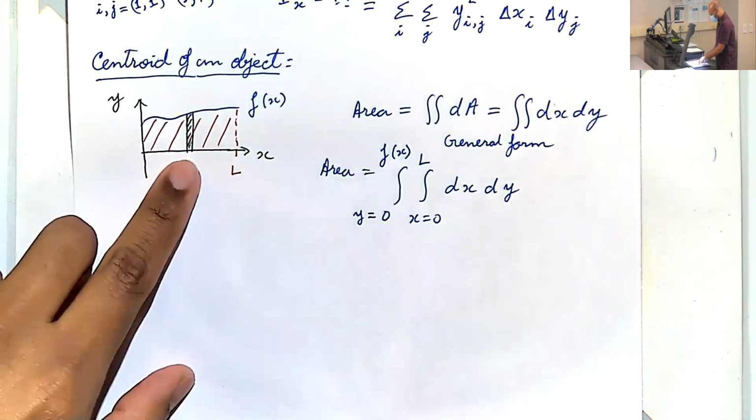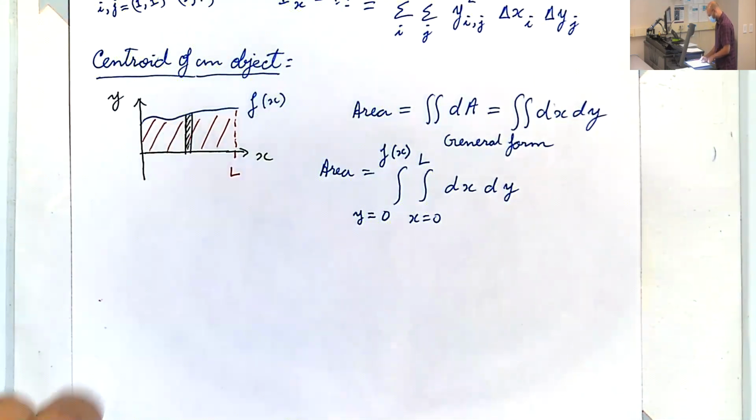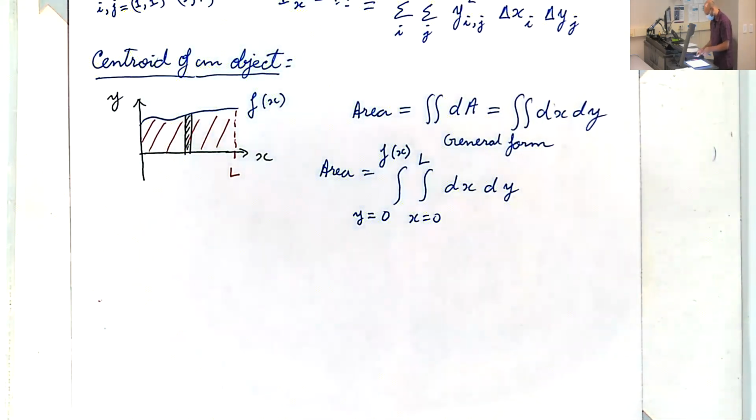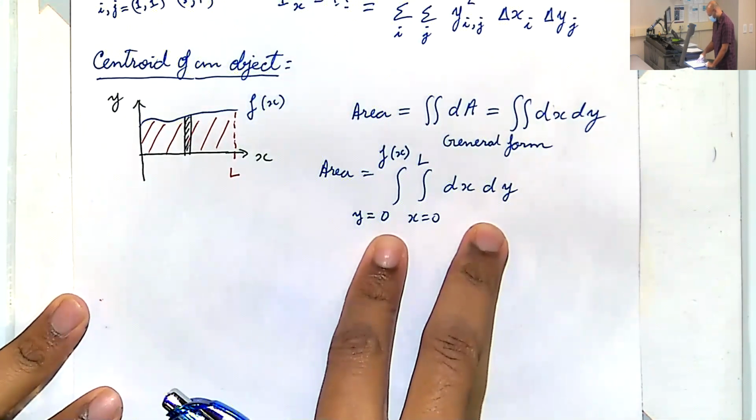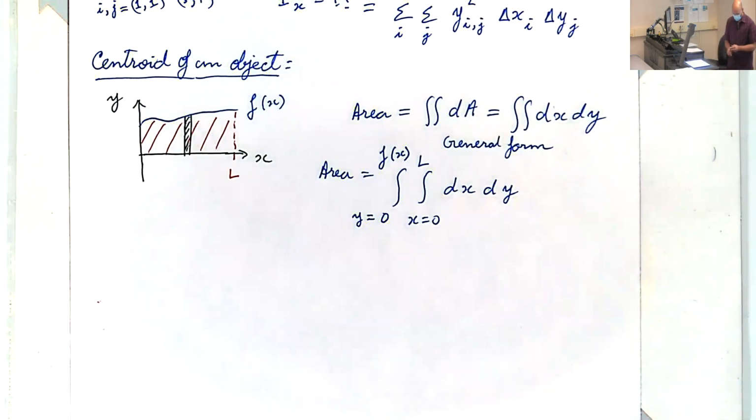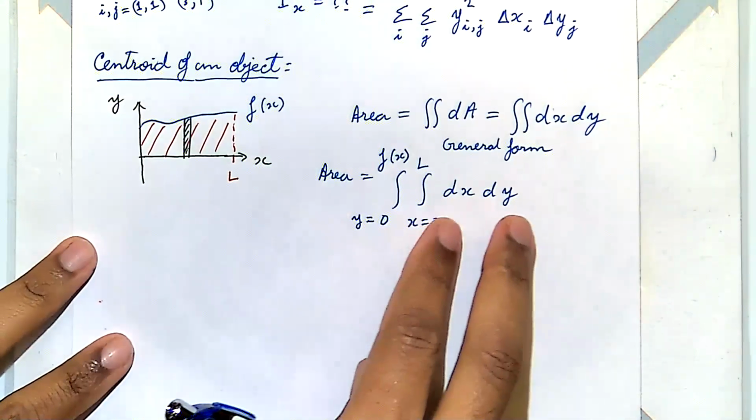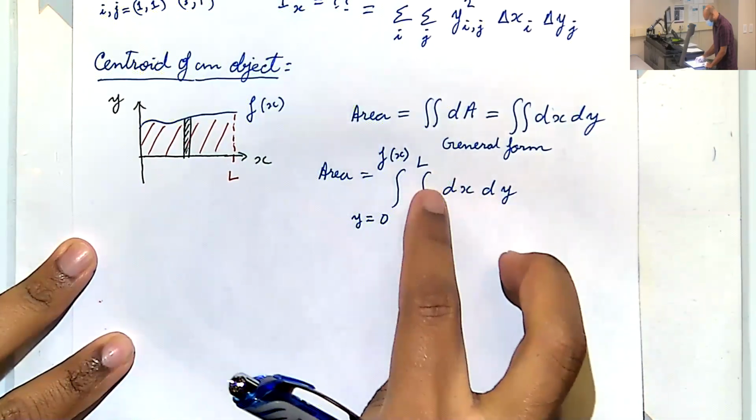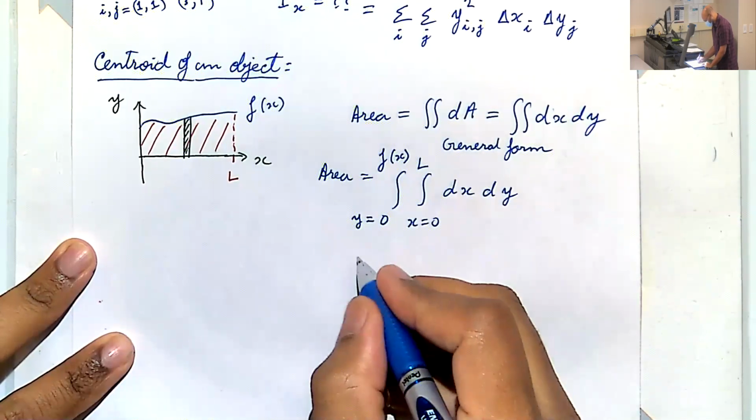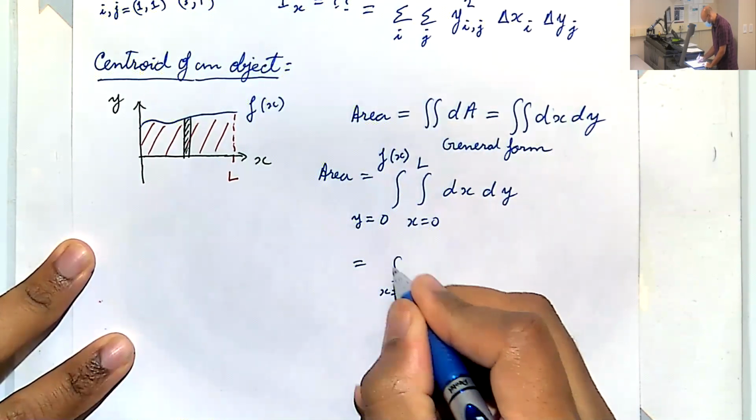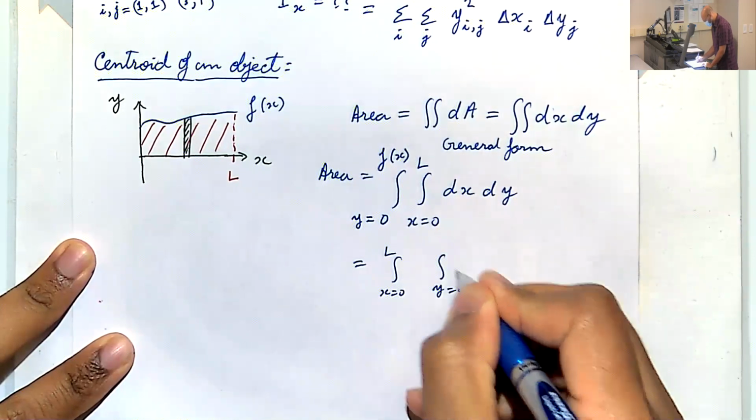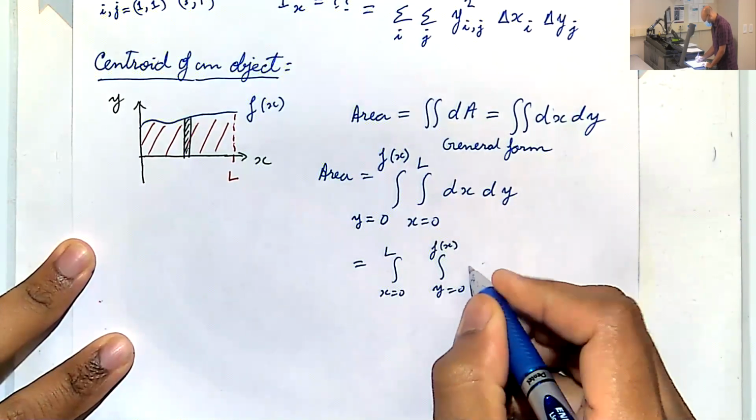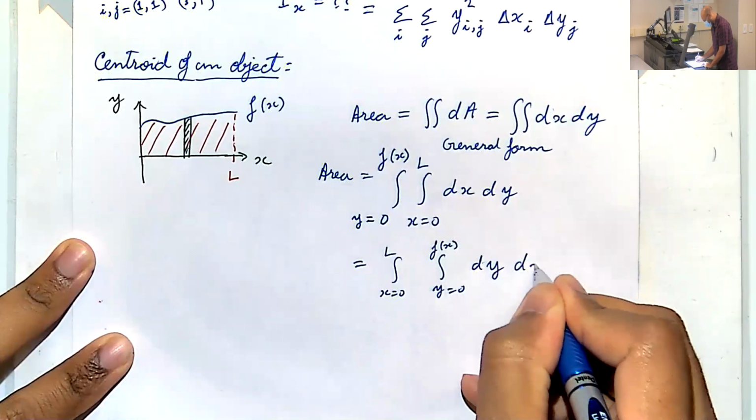So for any given general x location, we have f of x. Here, since we don't have a discontinuous function inside, we can basically swap the integral. So we go from x0 to L, y goes from 0 to f of x, dy dx.